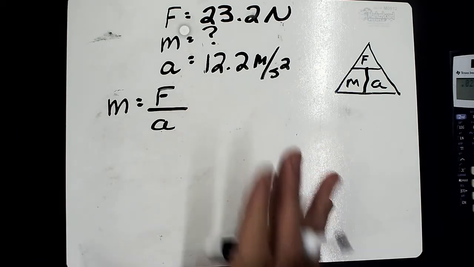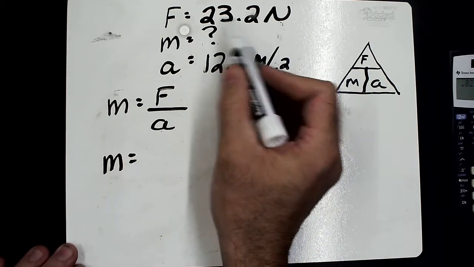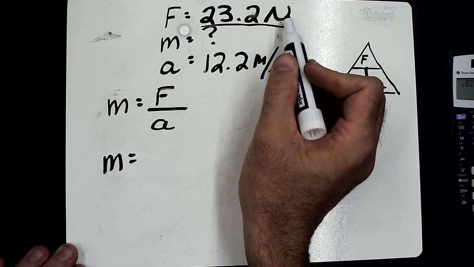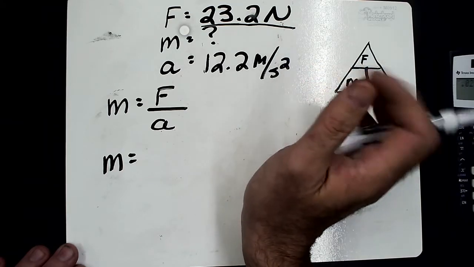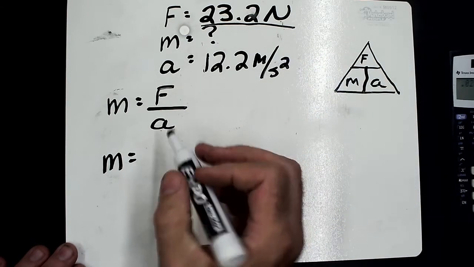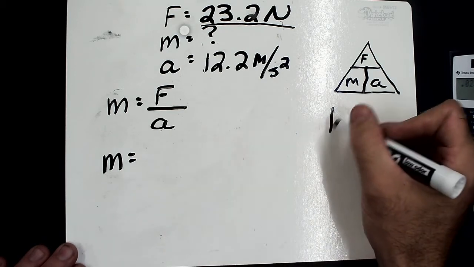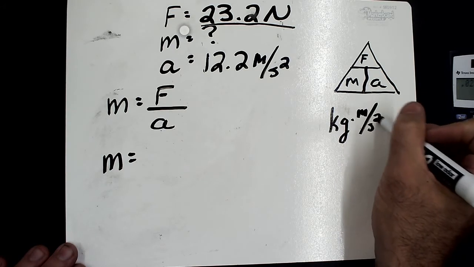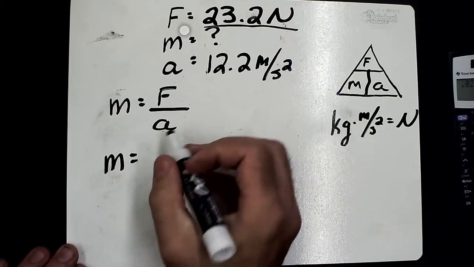Now watch how this works. Mass equals force, which is 23.2 newtons. But we're not going to use the N. We're going to use kilogram meters per second squared. So I'm going to rewrite the Newton as the actual unit. Kilogram meters per second squared equals N. That's what a Newton is. So I'm going to write that down.